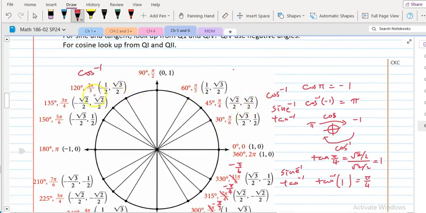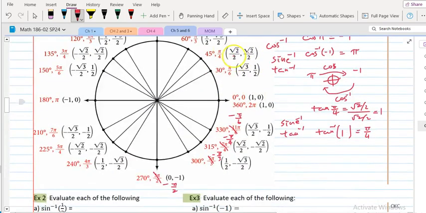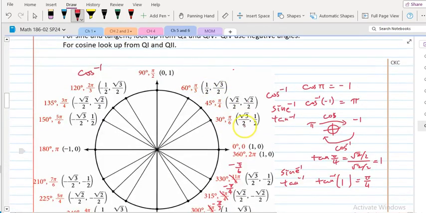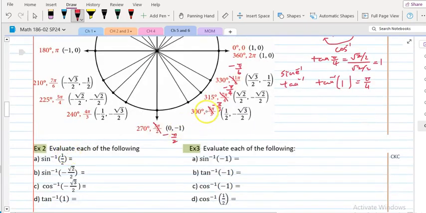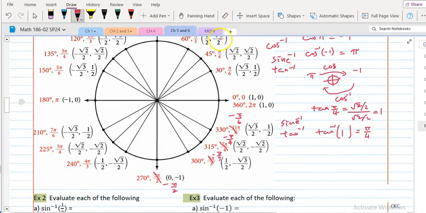It's quadrants 1 and 2. For inverse cosine, you look up starting from the x value, and the angles are the output. For sine inverse, you look up the y value as your input, and then the angle is your output.